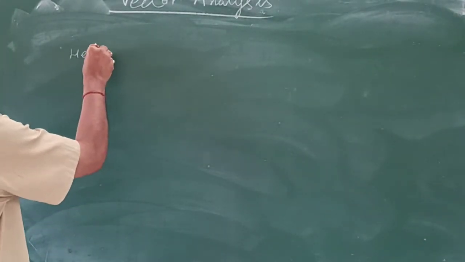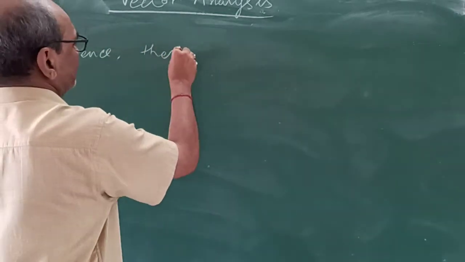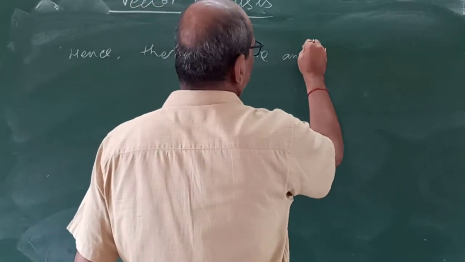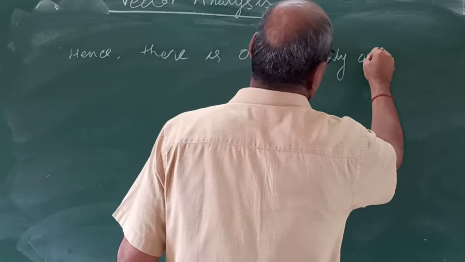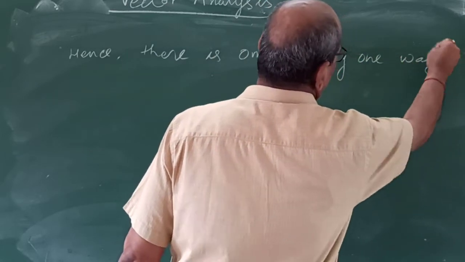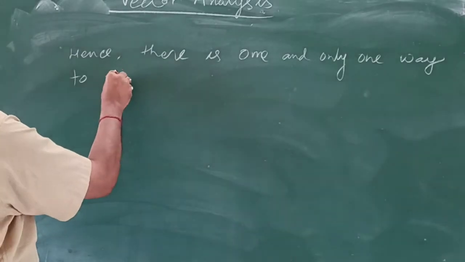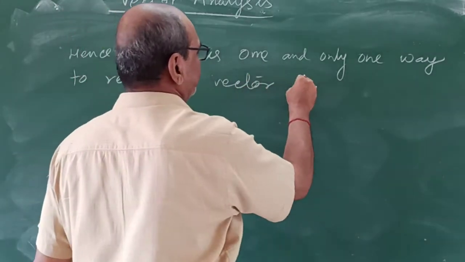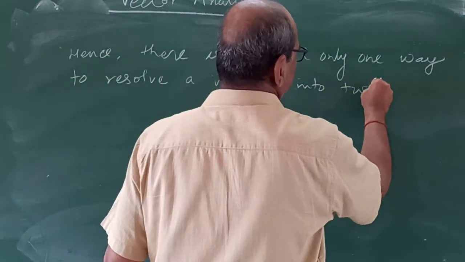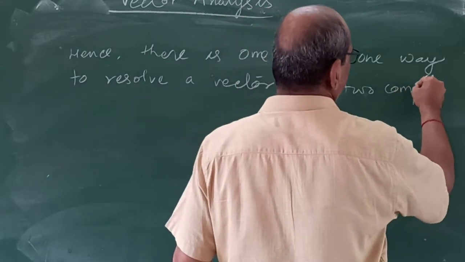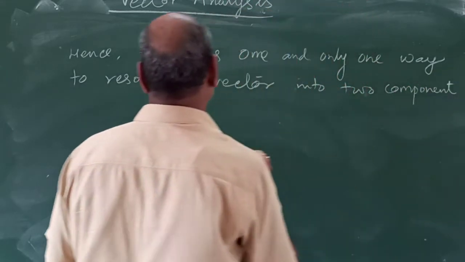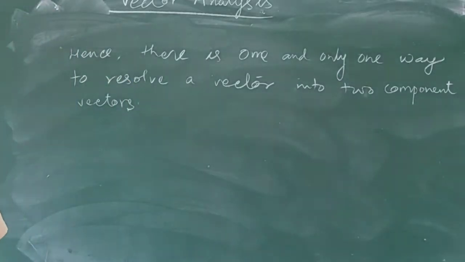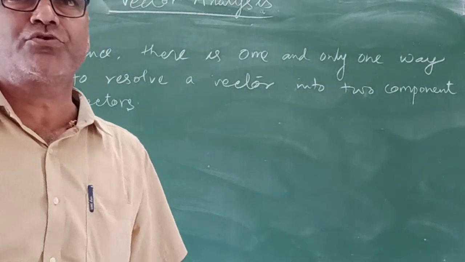Hence, there is one and only one way to resolve a vector into two component vectors. Is it clear? First of all, we draw a triangle OAB.